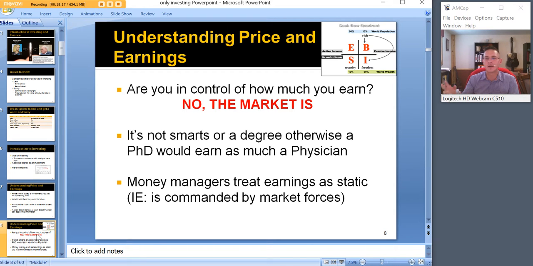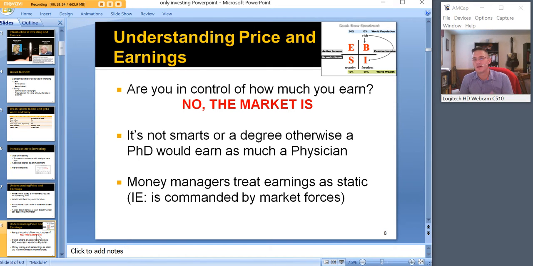And the earnings that a company earns are the same way. Their earnings are tied to the demand in the marketplace. Usually, the higher the demand relative to the supply, the higher the price.